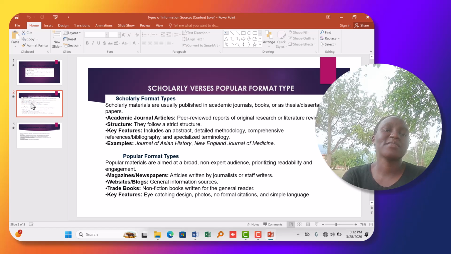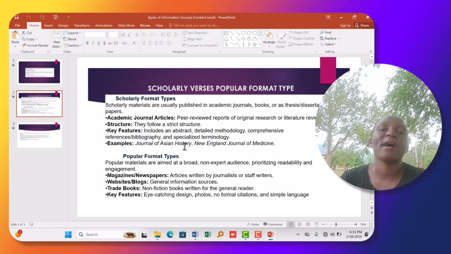Then we have the key features, which include an abstract, detailed methodology, comprehensive references. Then we also have specialized terminology. Then the examples are Journal of Asian History, the New England Journal of Medicine.